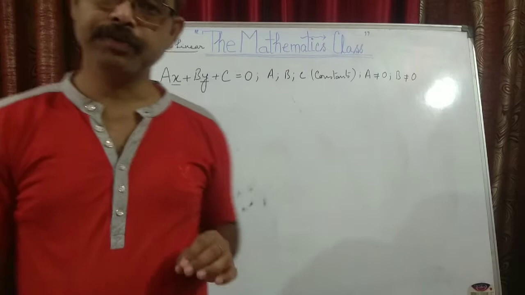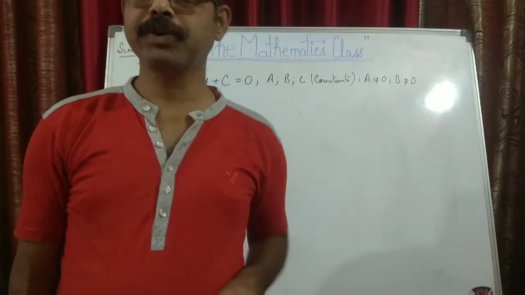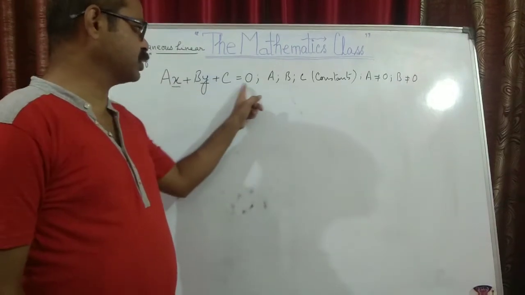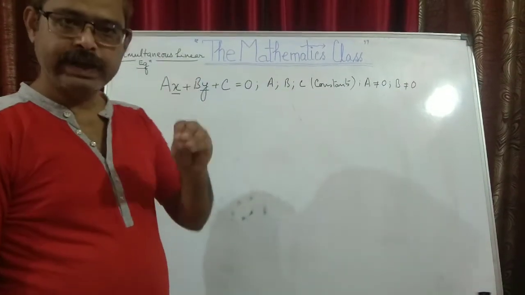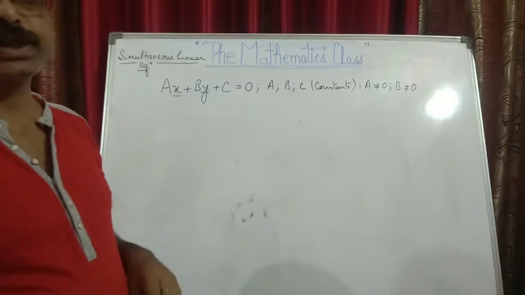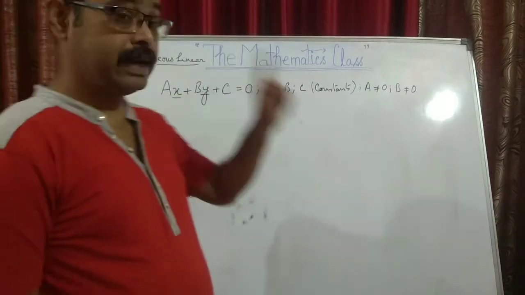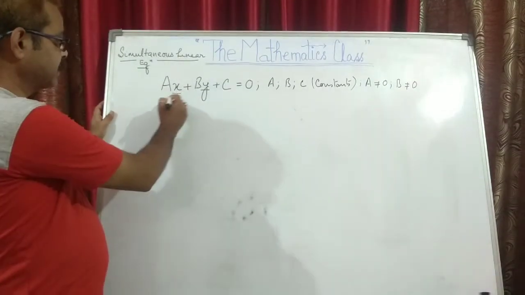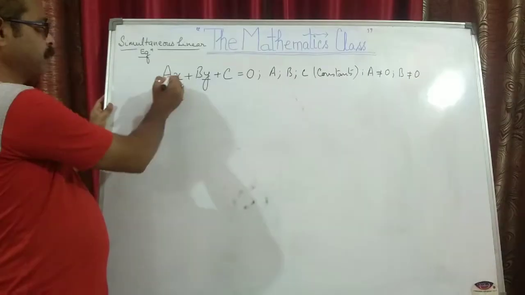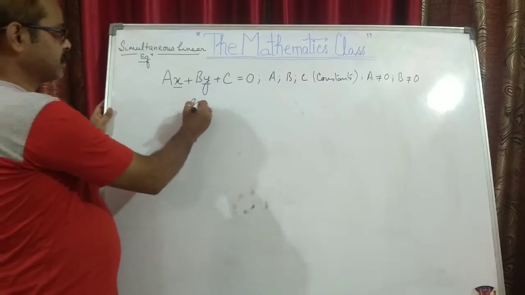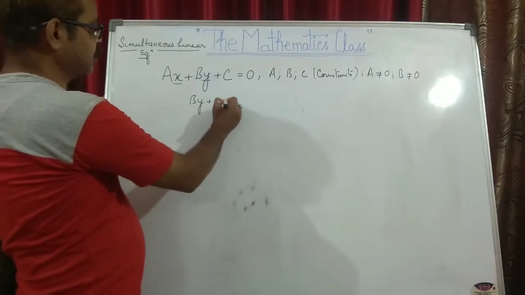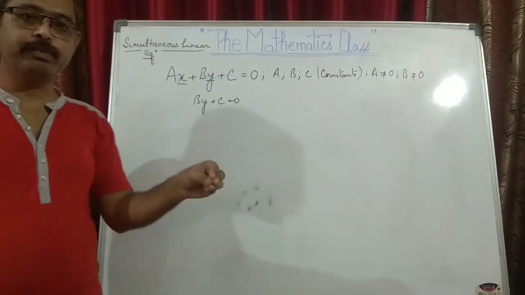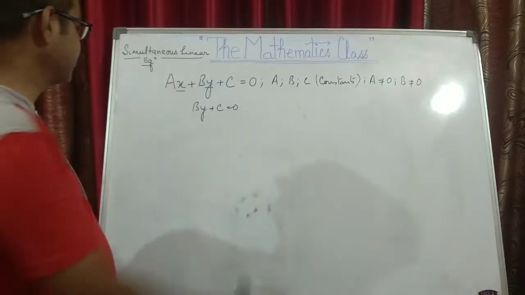So what is a linear equation in two variables? Any equation which is written in the form of ax plus by plus c is equal to 0, where a, b, c are considered to be constants or fixed numbers, and a and b will never be equal to 0. Why? If a is 0, then this total portion will become 0. The equation will be by plus c is equal to 0. It means one variable is lost, so it cannot be an equation in two variables.